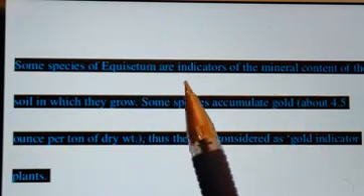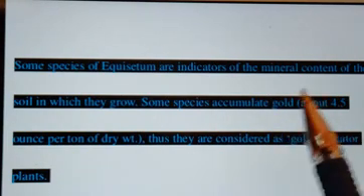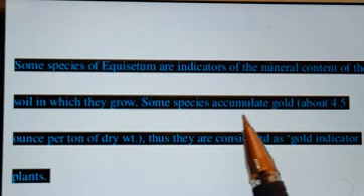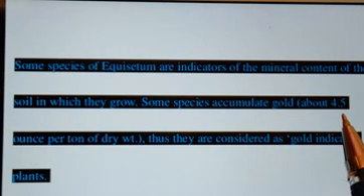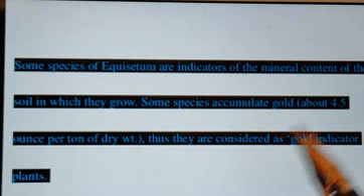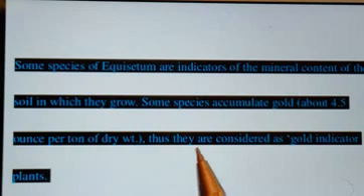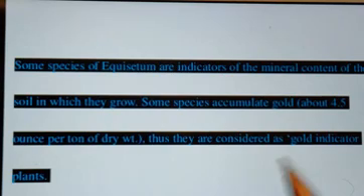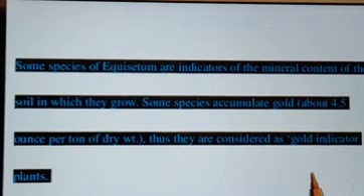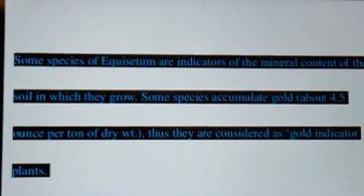Some species of the Equisetum are indicators of the mineral content of the soils in which they grow. Some species accumulate gold, about 4.5 ounces per ton dry weight, meaning we can isolate gold from some Equisetum species, thus they are considered gold indicators. Meaning in soil where gold particles occur in very high amounts, Equisetum grows in that condition.